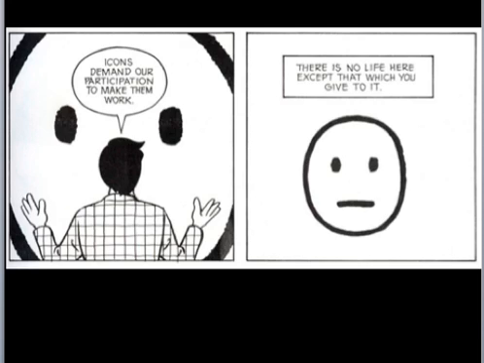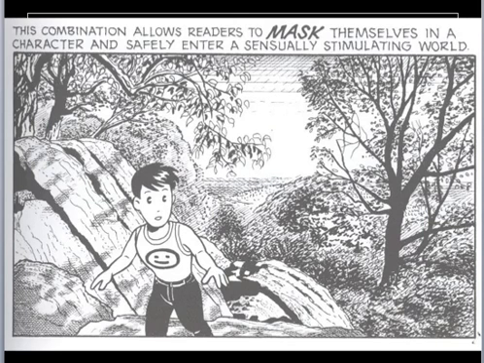And the artist has to have faith in his ability to convey enough or simplify stylistically enough in a way that the reader is going to be able to make the sense making that's necessary. So this combination allows readers to mask themselves in a character and safely enter a sensually stimulating world. So he's showing a very simplified version of a boy with the t-shirt of a happy, well, I don't know if it's a happy face, but it's definitely a face. But the argument being made is that due to the simplification of this character, the reader is able to enter it.